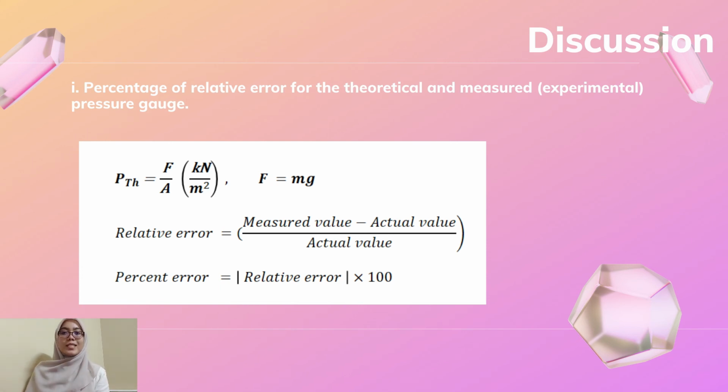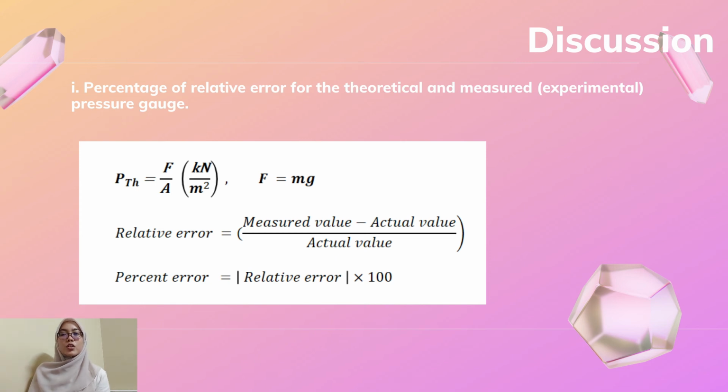Okay, based on table 6.1, the theoretical pressures in the system were calculated and the results were compared to the measured, which is experimental pressure gauge. The percentage of relative error between the calculation and the experimental results can be determined using the equations, which is pressure theoretical equal to F over A, and F is equal to M multiplied by G. In order to calculate the pressure in the table 6.1, the definition of pressure is used.